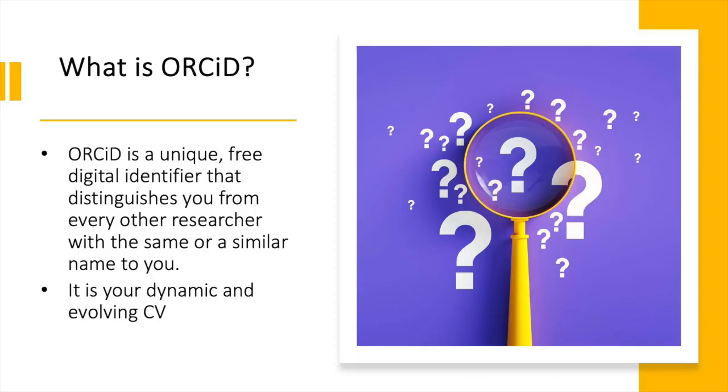ORCiD, short for Open Researcher and Contributor ID, is a unique digital identifier that distinguishes you from every other researcher with the same or a similar name to you. Additionally, ORCiD is more than just a digital identifier. It is your dynamic and evolving CV that makes all your research publications visible to the world.